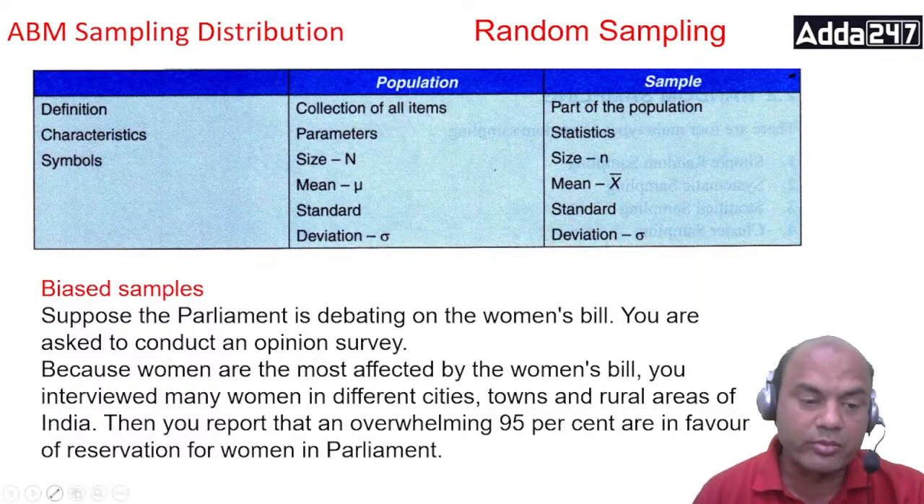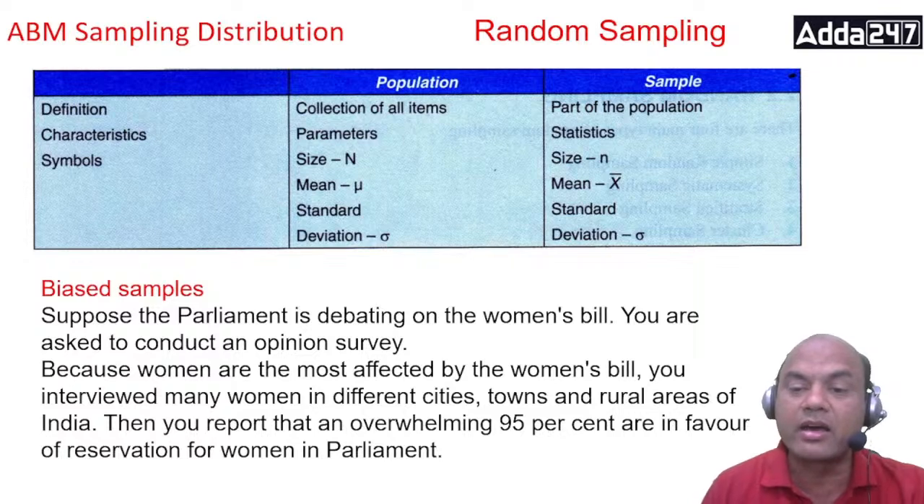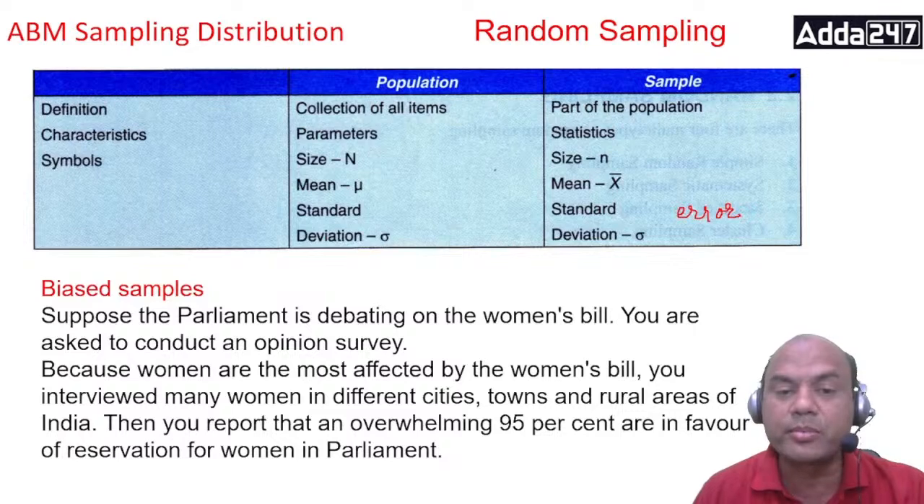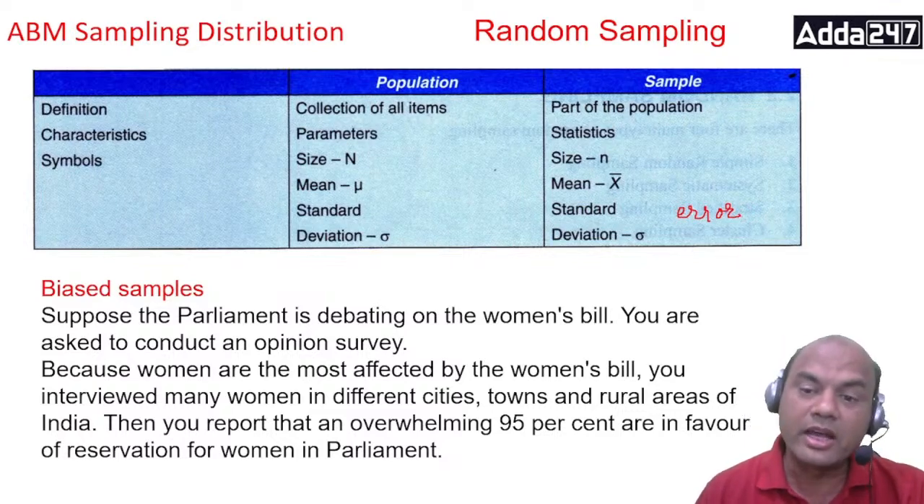But I'll tell you one more thing over here. Whenever I'm taking anything for the sample, it is generally called standard error. Remember this. If I have standard deviation for the population, for my sample I have standard error. Okay, and we generally write it.